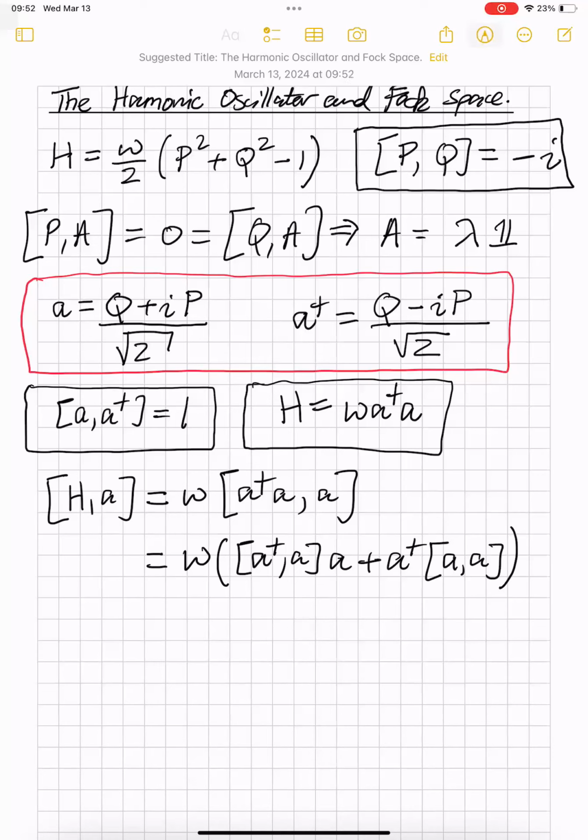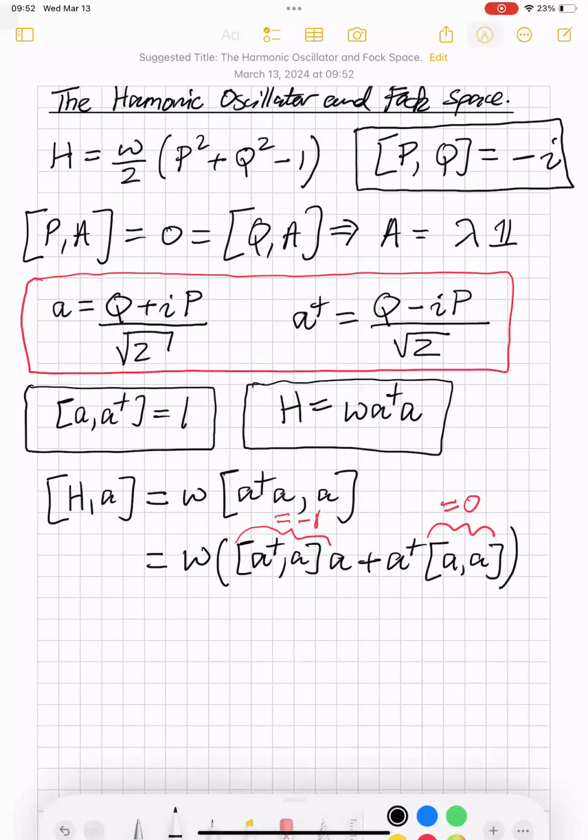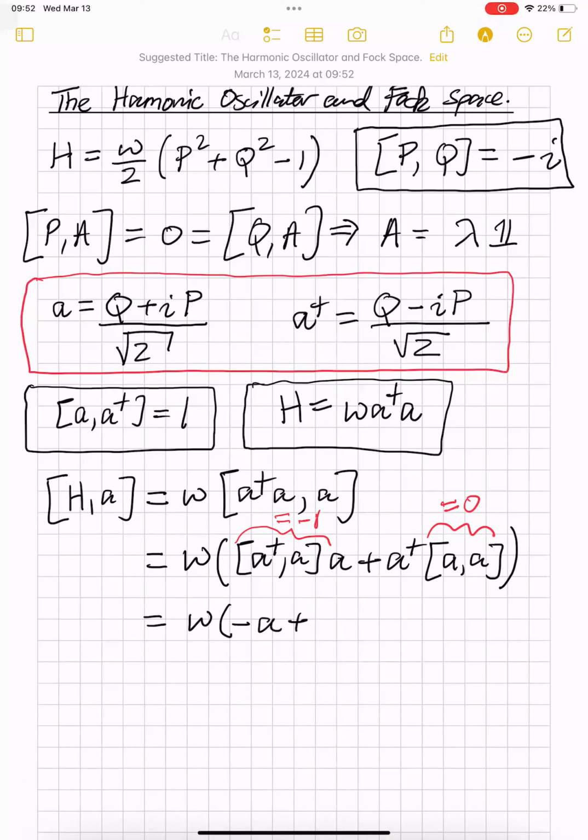Now, the commutator of A with A obviously vanishes. The commutator of anything with itself vanishes. And the commutator of A with A dagger is 1, which means the commutator of A dagger with A will be minus 1. Good. So this is just going to be equal to omega times minus A plus naught, which is equal to minus omega A. So we've got that commutator.